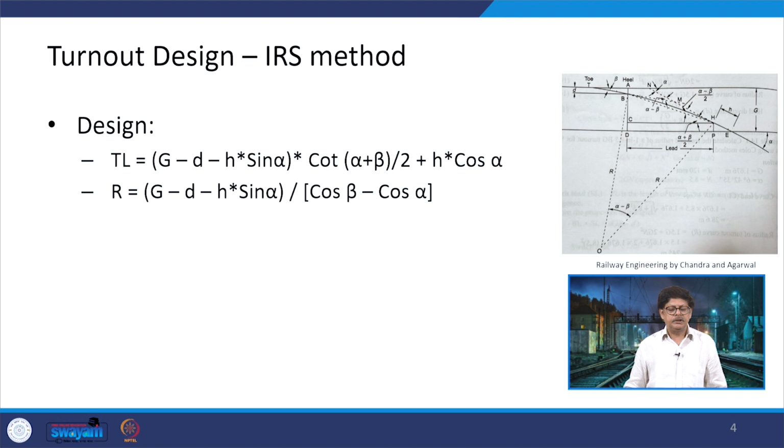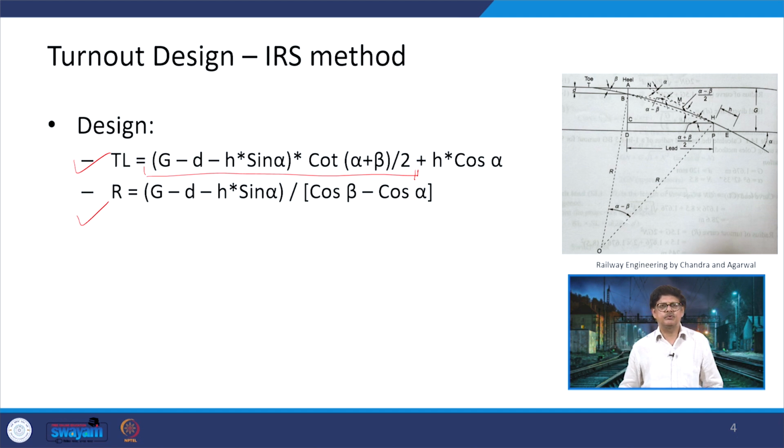So, if you remember in the previous lecture towards the end, we talked about these two equations. The total lead is (G minus d minus h sin alpha) into cot of (alpha plus beta by 2) plus h cos alpha. If we are considering only up to this point, then that was the lead, and when we added h cos alpha, it became the total lead.